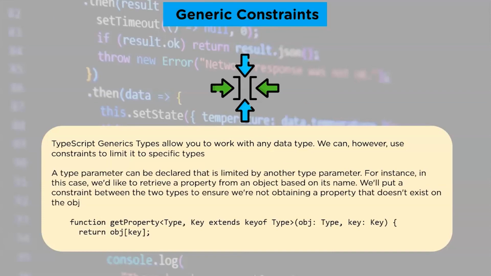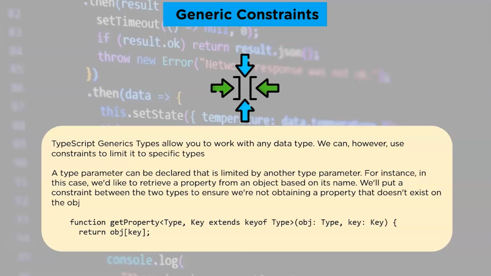A type parameter can be declared that is limited by another type parameter. For instance, in this case, we would like to retrieve a property from an object based on its name. We will put a constraint between two types to ensure that we are not obtaining a property that does not exist on the object.